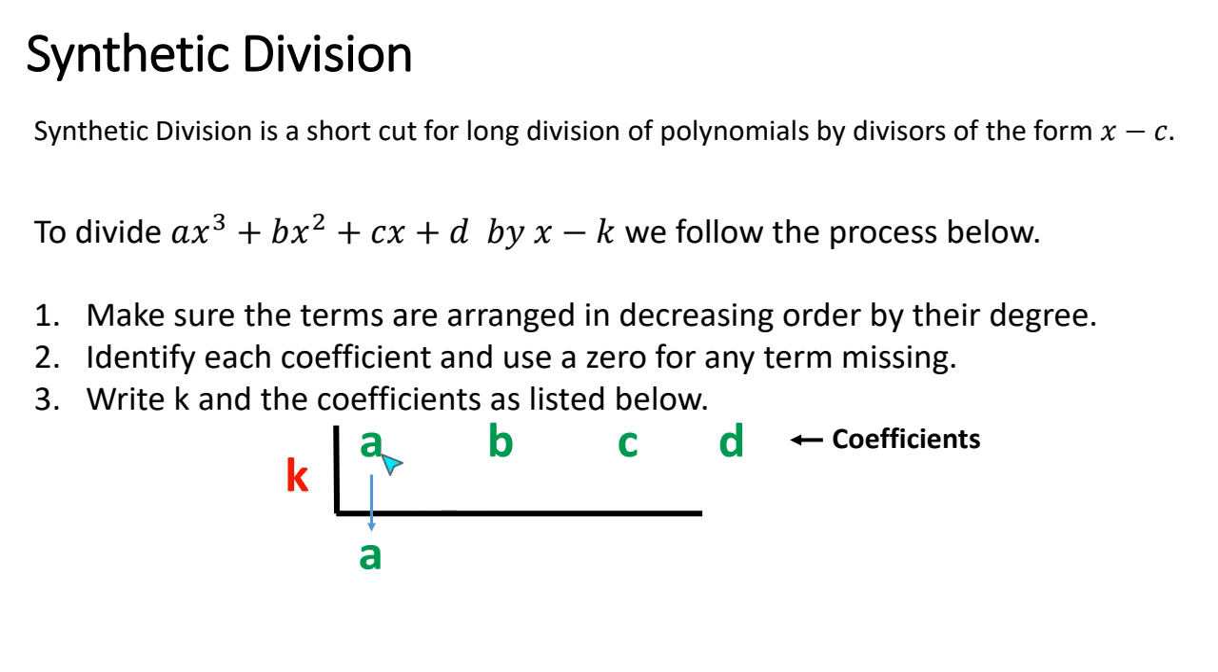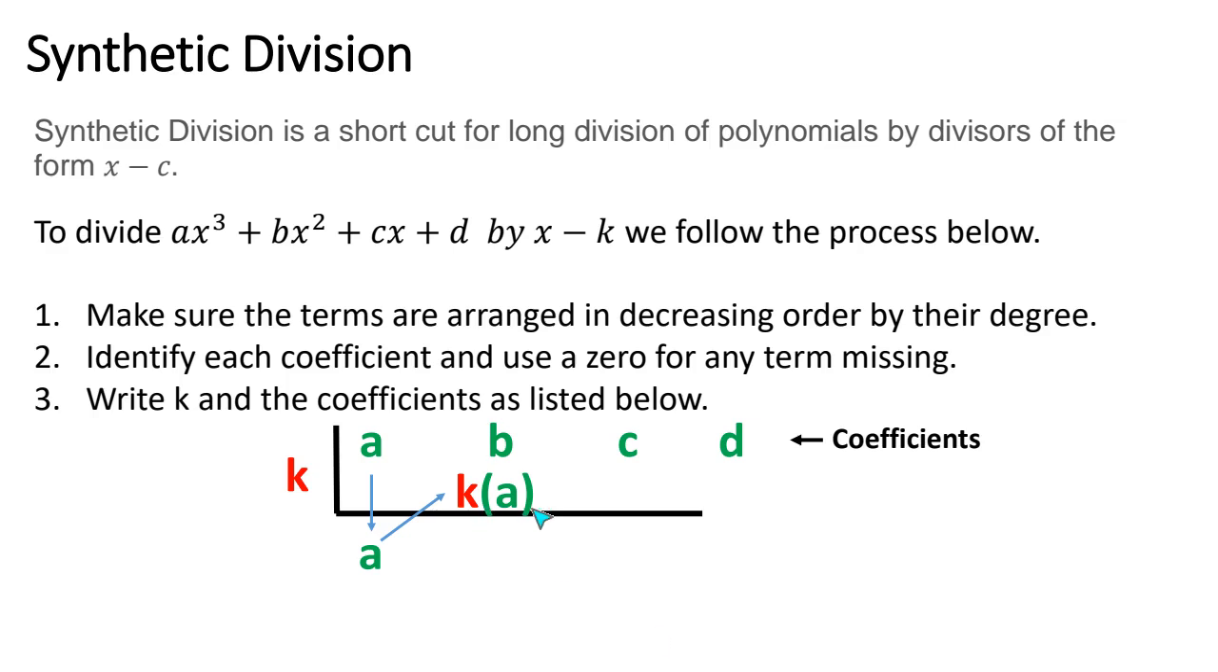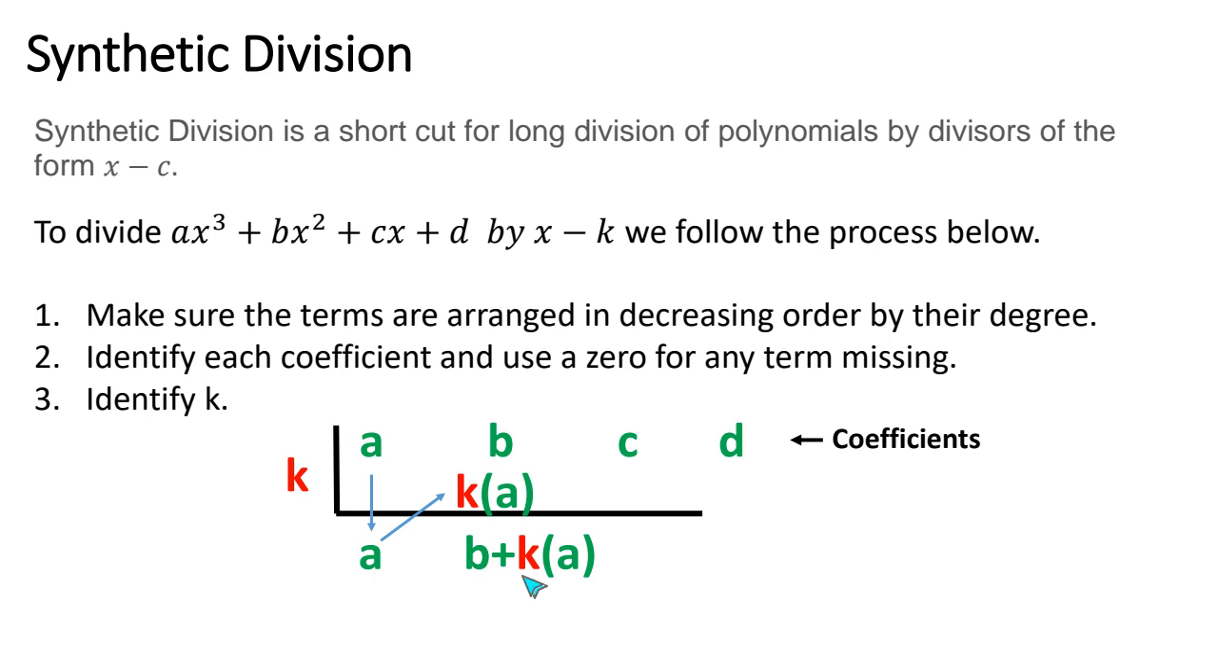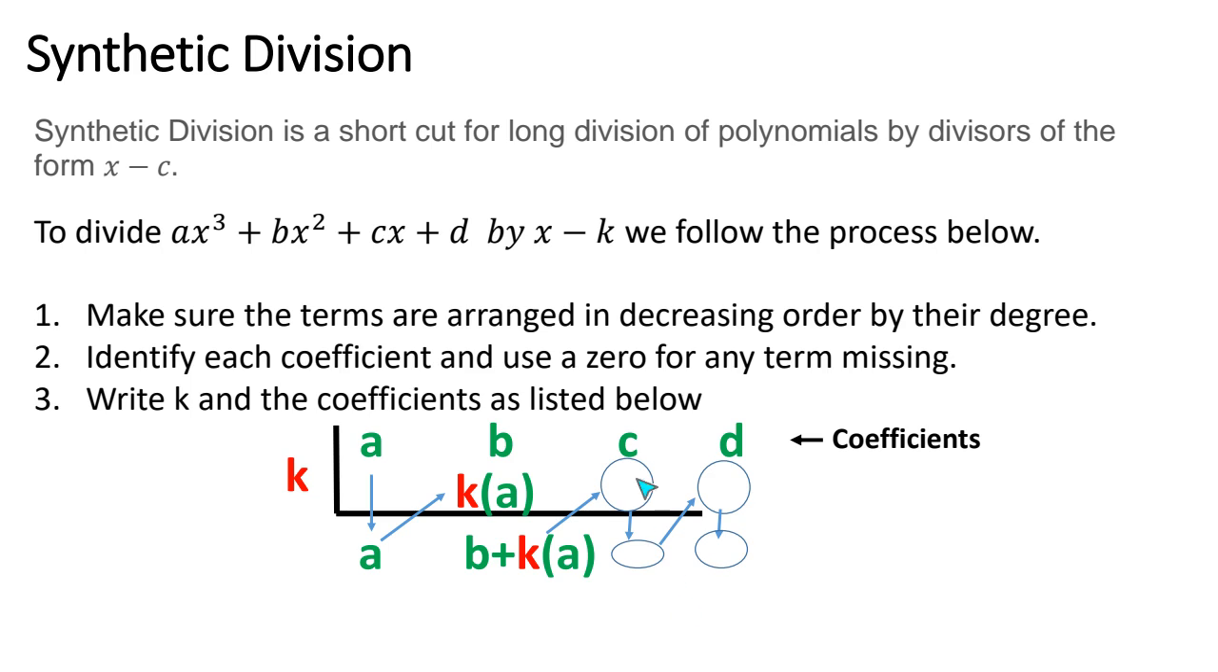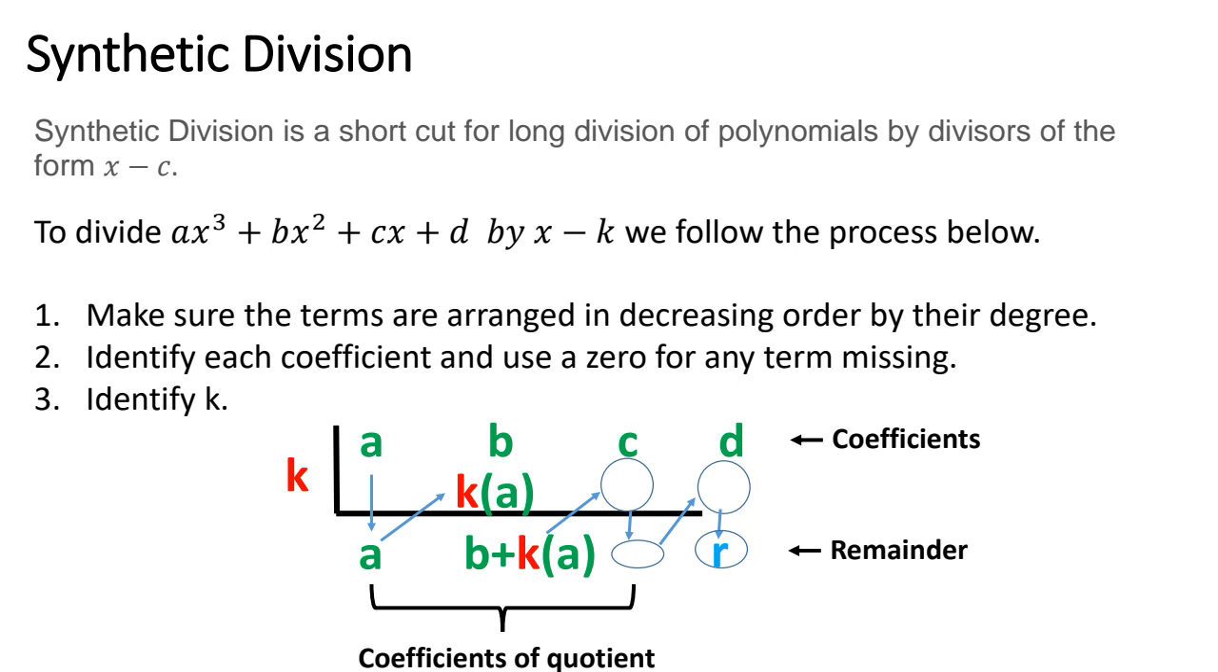Our next step is going to be to bring the first coefficient down. So we get a, and then k times a, we're going to multiply. So we get ka, and then we're going to add it to the b. So we end up with b plus ka, and then we repeat the process. Okay, so that we can get these numbers here. So let's try it with an example. The last number is going to be your remainder, and then the terms before the remainder are used to find our quotient.